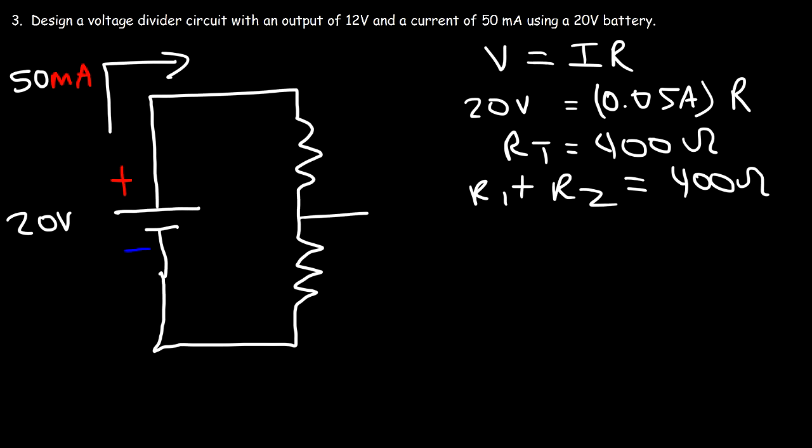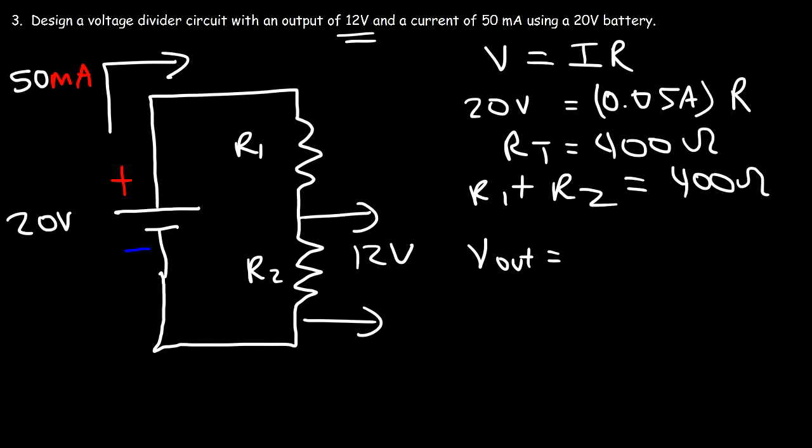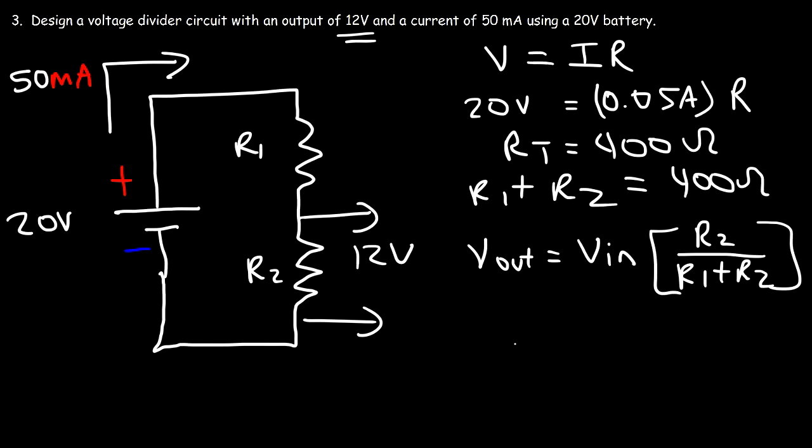Now the output voltage across R2 is 12 volts. So how can we calculate R1 and R2 individually? Now let's use this equation. The output voltage is equal to the input voltage multiplied by R2 divided by R1 plus R2. So the output voltage of this circuit is 12 volts.